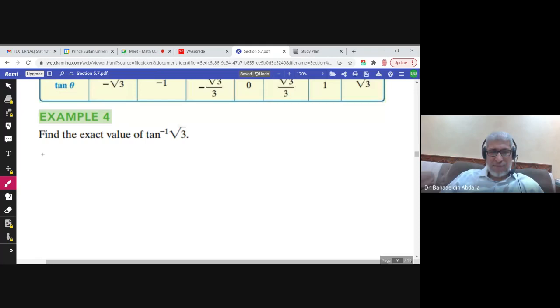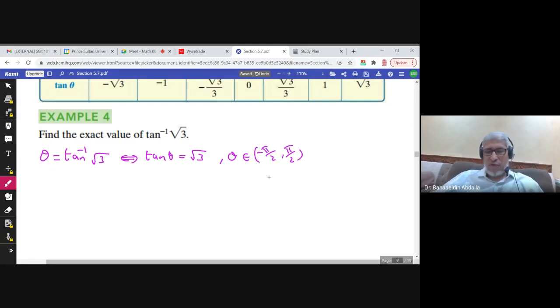Let theta, as usual, equal tan inverse square root of 3. All right, use the definition. Tan theta would be equal to square root of 3. Now you know that we are talking about tan inverse, so the domain of tan inverse is between negative pi over 2 and pi over 2. So theta has to be in this domain. And you know that from negative pi over 2 to pi over 2, in this region, tan is positive, so theta would be in the first quadrant.